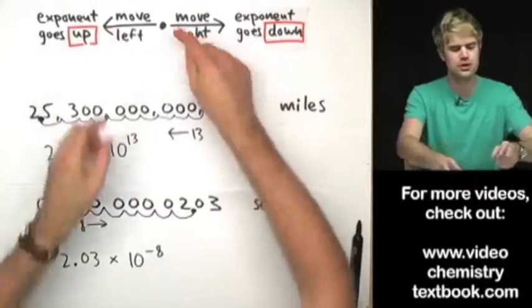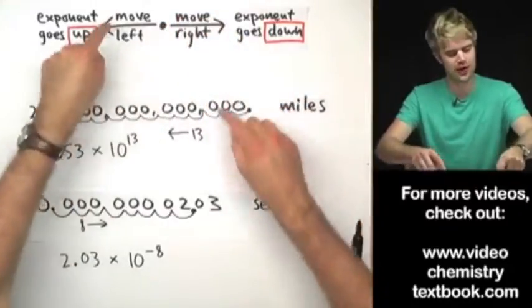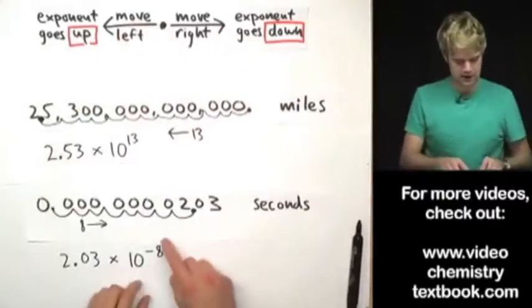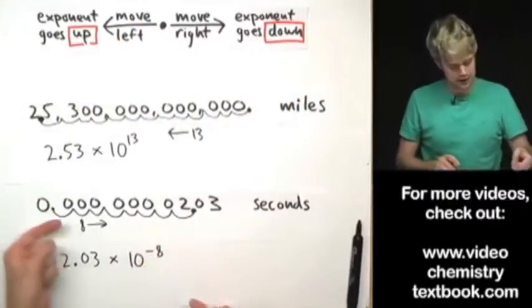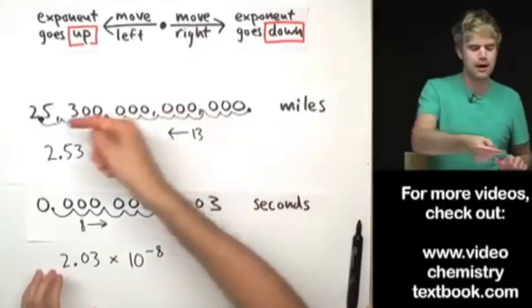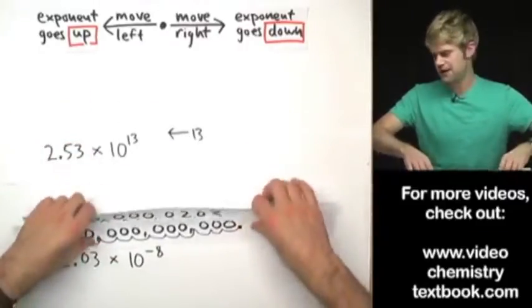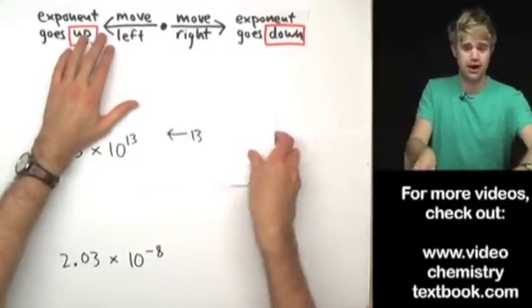So I've summed up these rules here. Here's a decimal place. You move it left, the exponent goes up. You move it right, the exponent goes down. It's negative in this direction, positive in this direction. This is the kind of thing that is best learned by just getting a lot of practice.